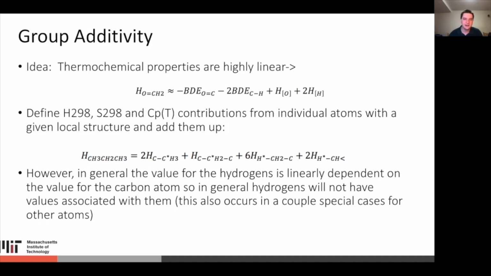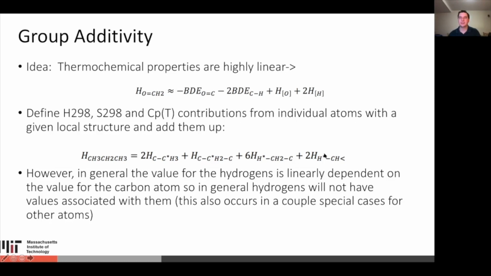As you can see here, we identify a particular atom that each of these corrections is associated with in this molecule of propane. And so we have one for the carbon on the end, one for the carbon in the middle, one for the hydrogen on the end, and one for the hydrogen in the middle.